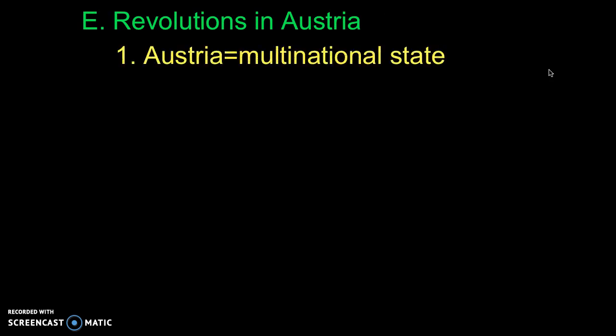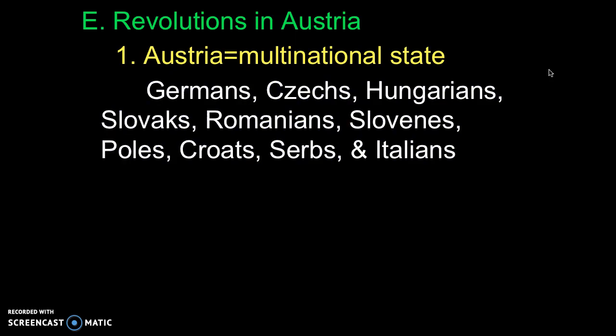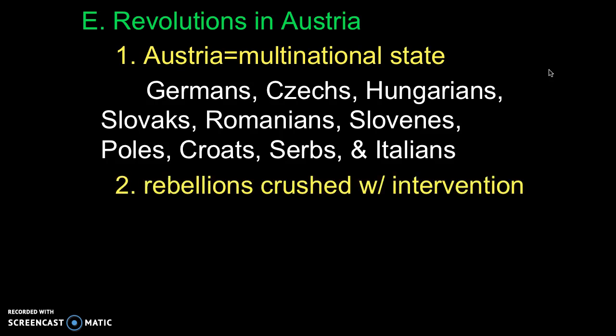Then you had revolutions in Austria in 1848, because don't forget, Austria is a multinational state. Not everyone in the Austrian Empire was Austrian. You had Germans, you had Czechs, Hungarians, Slovaks, Romanians, Slovenes, Poles, Croats, Serbs, and Italians. And many of them wanted to leave the Austrian Empire and form their own country. And so there's a wave of rebellions, but they are crushed by the Austrians, particularly with help from Russia. That's the principle of intervention at work.